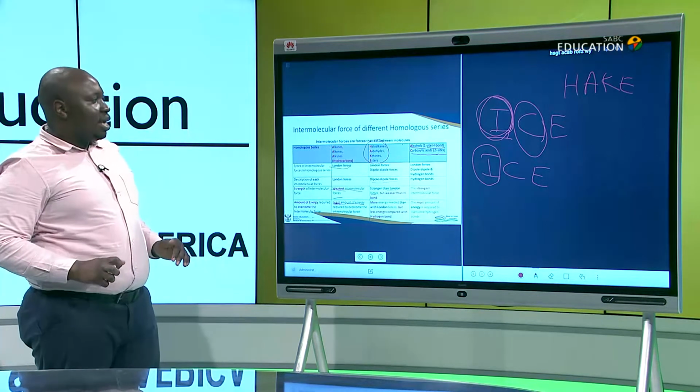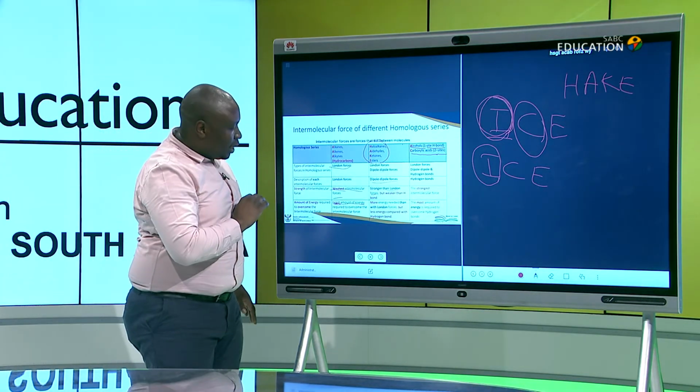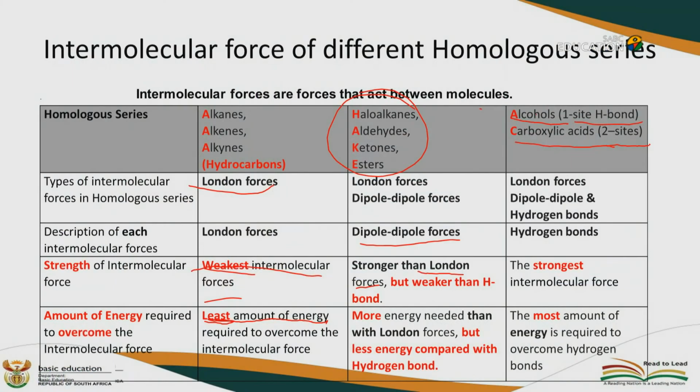I emphasized that immediately when you know the type of intermolecular force, you must compare the strength. That is my C on my ICE there. London force is the weakest. Dipole-dipole is stronger than London force but weaker than hydrogen bond. Hydrogen bond is the strongest intermolecular force.